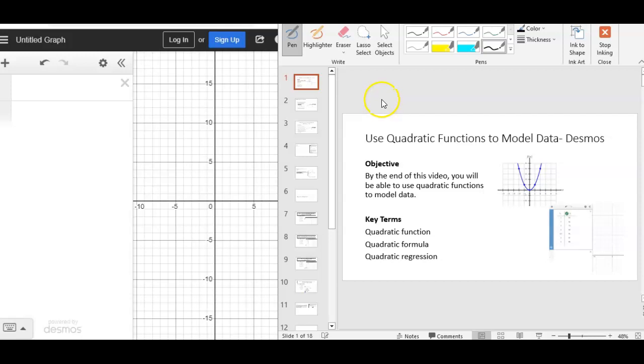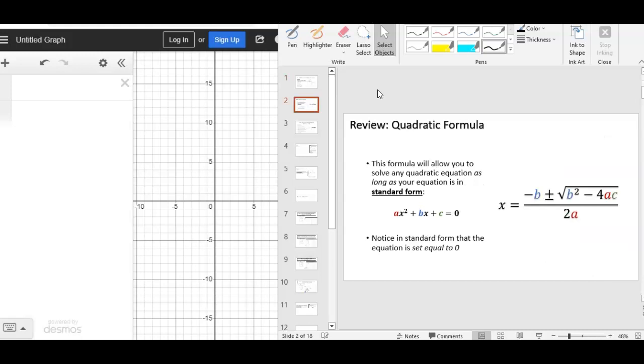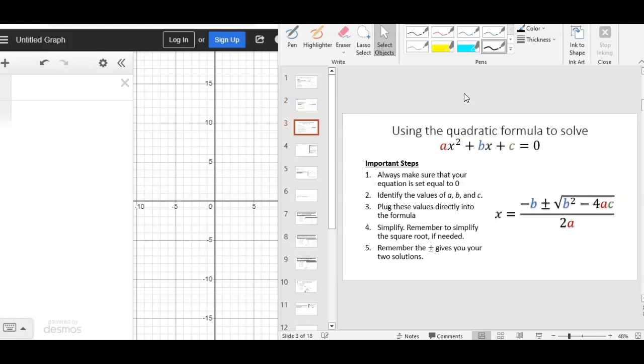So in this video, we're going to talk about how to use quadratic functions to model data in Desmos. So remember, we can use the quadratic formula to solve any quadratic equation as long as it's in standard form. Remember that in standard form, our quadratic equation is set equal to 0. So when you use a quadratic formula to solve ax squared plus bx plus c equals 0, you always want to start off by identifying the values of a, b, and c after you set the equation equal to 0.